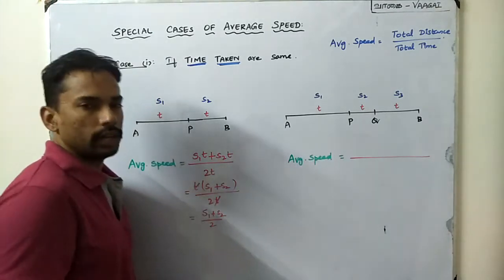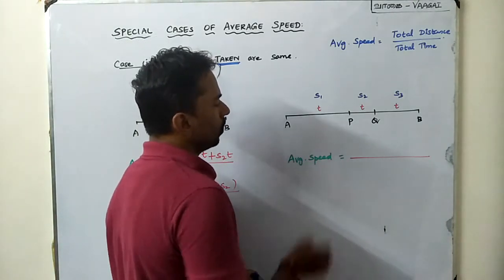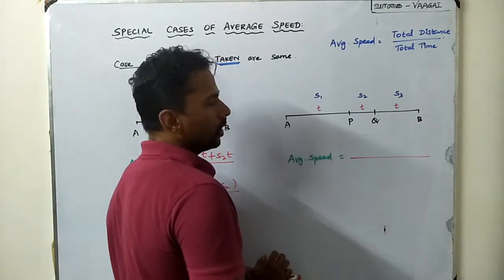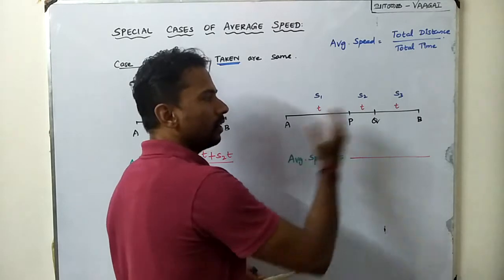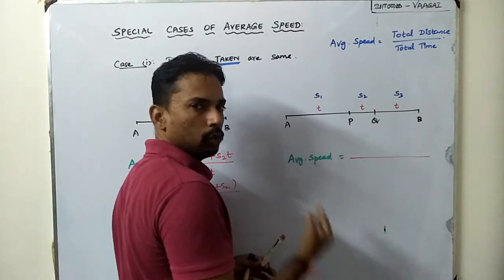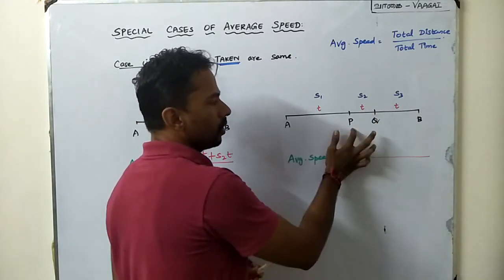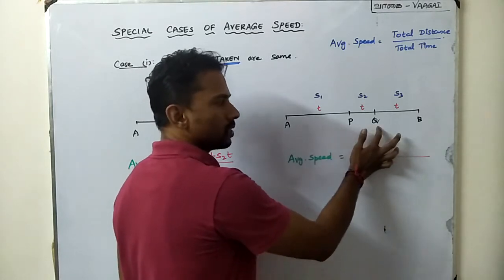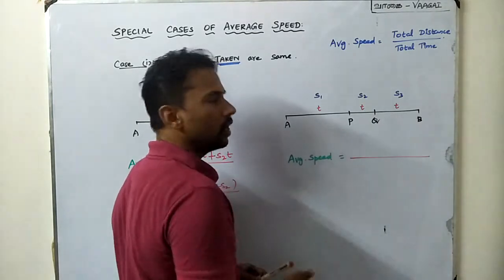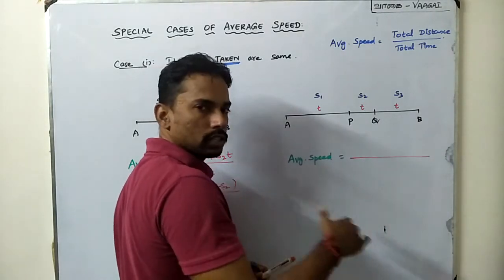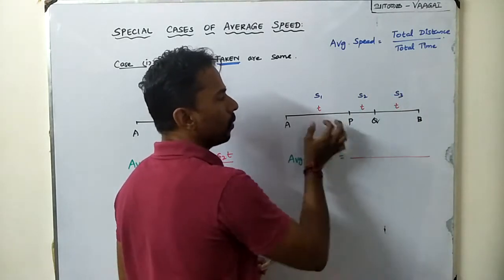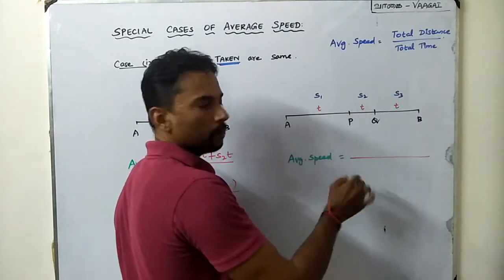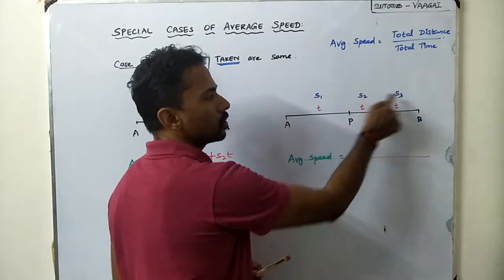Okay, let's move on to the next example. Here we have A to B same, but in between we have 2 points, so that our entire travel is split into 3 parts. Okay, A to P, this is the first part, P to Q is second, and Q to B is the third. Here also our assumption is going to be the same, that is there are 3 different parts but the time is going to be the same, but speeds are going to be different, S1, S2, S3.